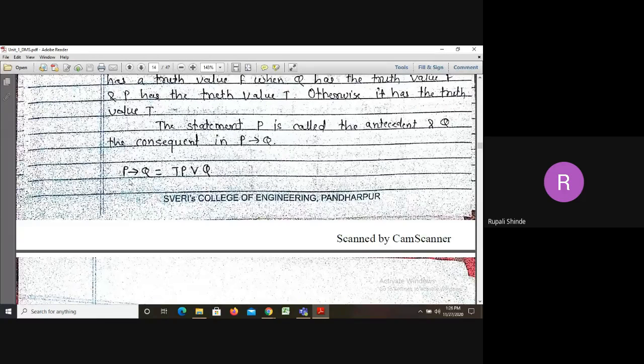So again, P conditional Q is equivalent to negation P or Q. So this formula is very important and you have to remember it, because you know that every time we have used this formula. P conditional Q is equal to negation P or Q.